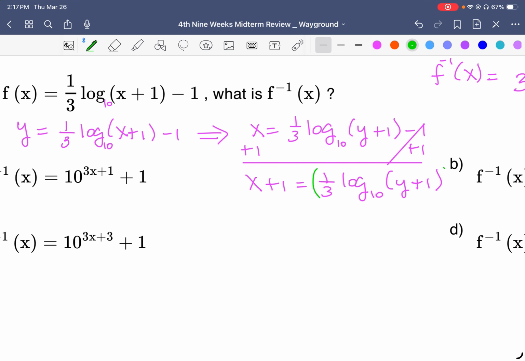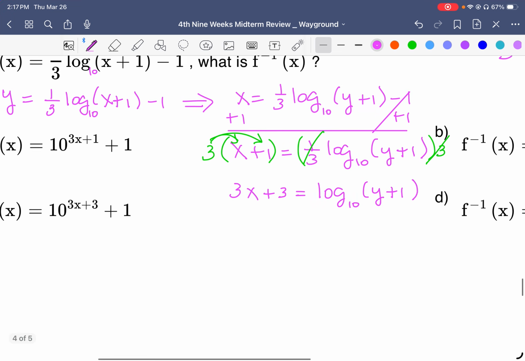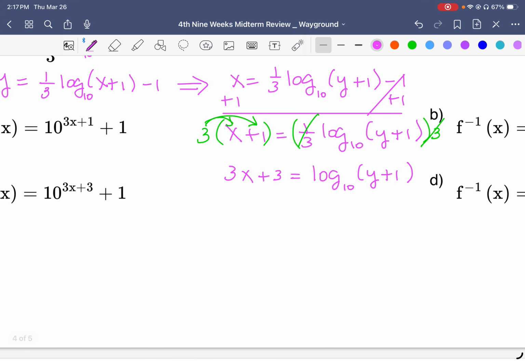Now this 1/3, I'm going to multiply both sides by the reciprocal or the denominator, which is just 3. So these cancel out, and on this side, the 3 has to be distributed. So we have 3x plus 3 is equal to log base 10 of y plus 1. Okay, now all I'm going to do here is again flip the order so that the logarithm is on the left. You don't need the log on the left, but it is how we saw it mainly in class. So if it helps you to have that same order for the loop-de-loop, you can keep making sure that the log is on the left, although it doesn't necessarily have to be.